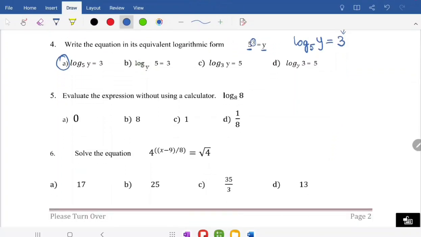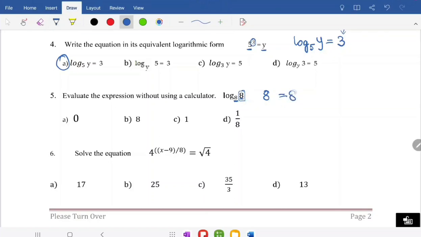Then we have number 5, which says evaluate the expression without using a calculator. Log base 8 of 8. Now we had learned a special property of logarithms which said when the base of the logarithm and the argument are both the same, then the answer is always going to be 1. All right, it's going to be a 1, because if you just transform this into an exponential form, what is going to happen? The base of the logarithm is going to be the base of the exponent, and then this 8, which we often call the argument, goes on the other side.